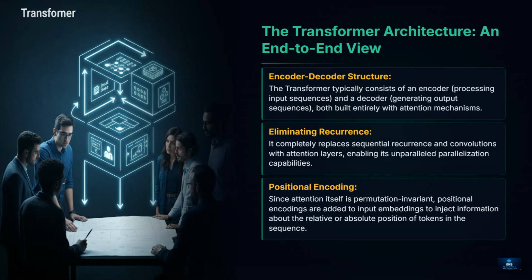All these concepts culminate in the transformer architecture. It's a groundbreaking encoder-decoder structure that abandons traditional recurrence, relying solely on attention. This design choice, combined with positional encodings, allows for massive parallelization and a global understanding of sequences.